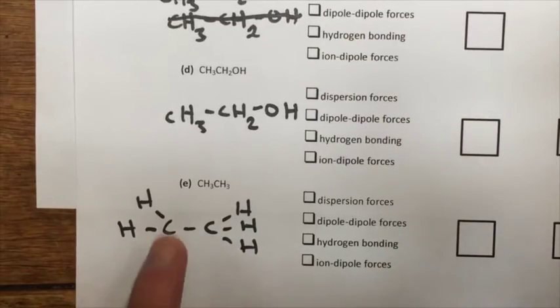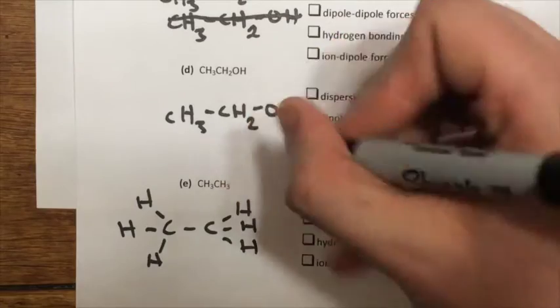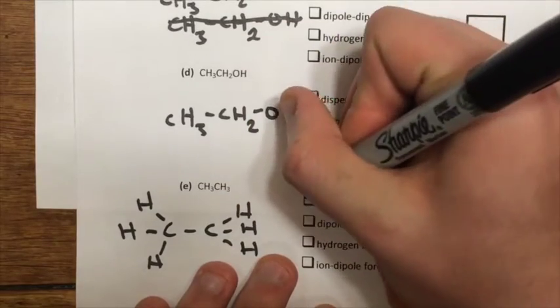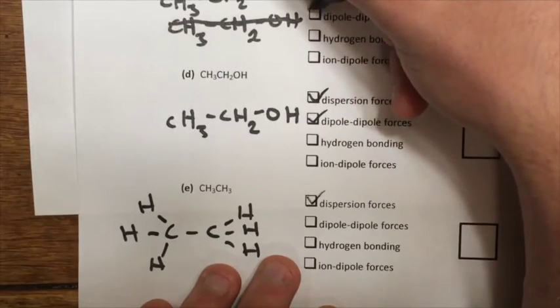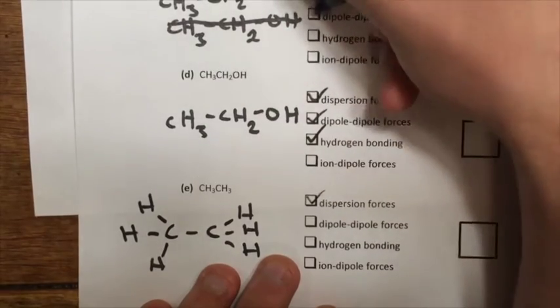So as I said before, this one here, this is ethane, and it doesn't have any polar bonds, so it simply has dispersion forces. Let me check these really quickly. Sorry about this.